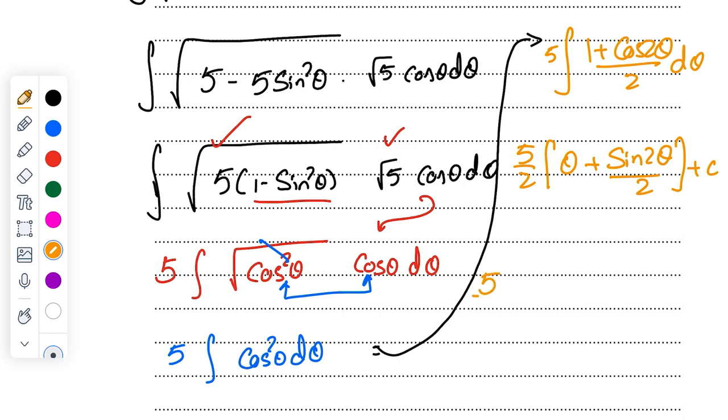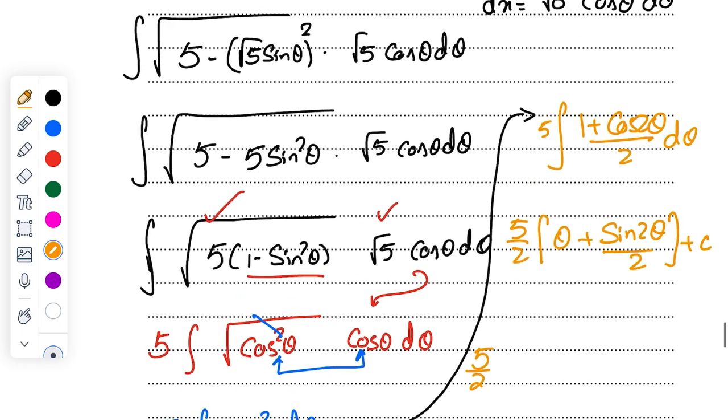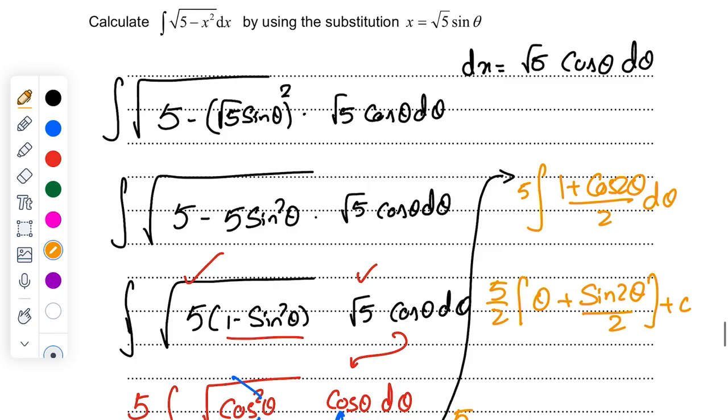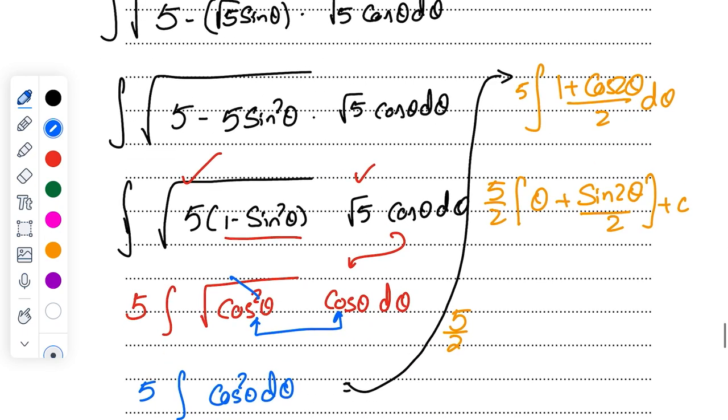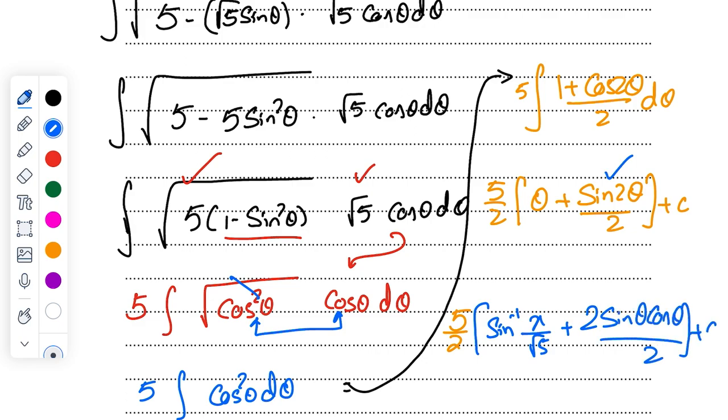So 5 upon 2 theta. What is theta? We know that x equals root 5 sine theta, so theta equals sine inverse of x upon root 5. So it becomes 5 upon 2 [sine inverse of x upon root 5 plus sine 2 theta]. What is sine 2 theta? Sine 2 theta is 2 sine theta cos theta upon 2, plus c.